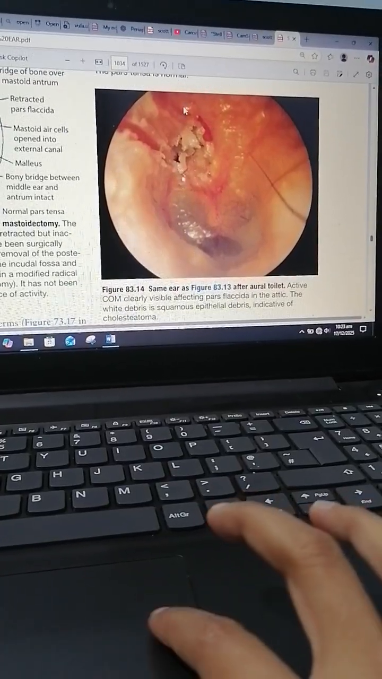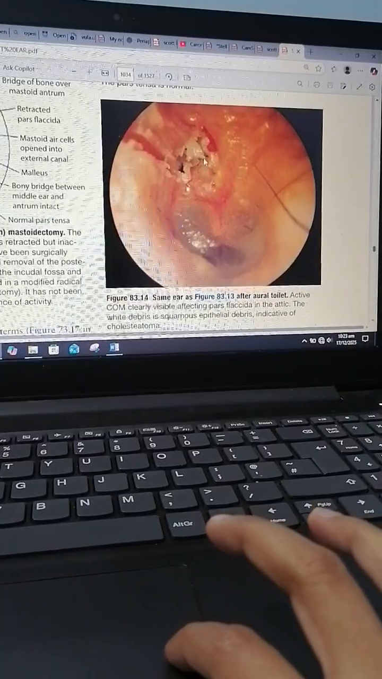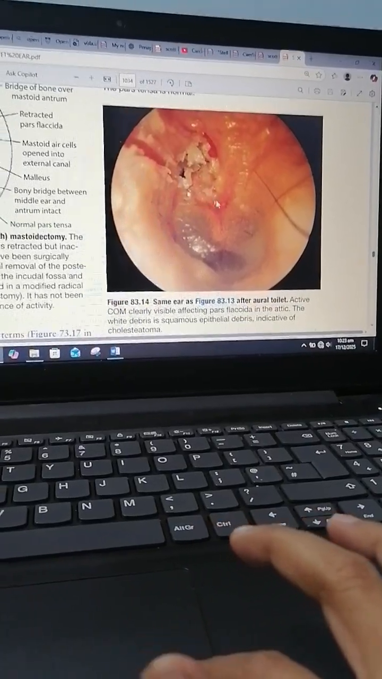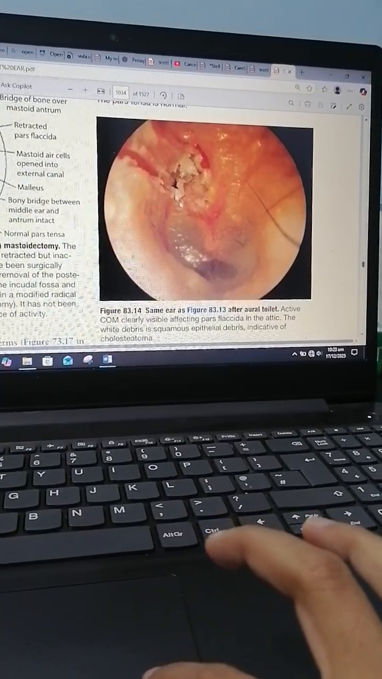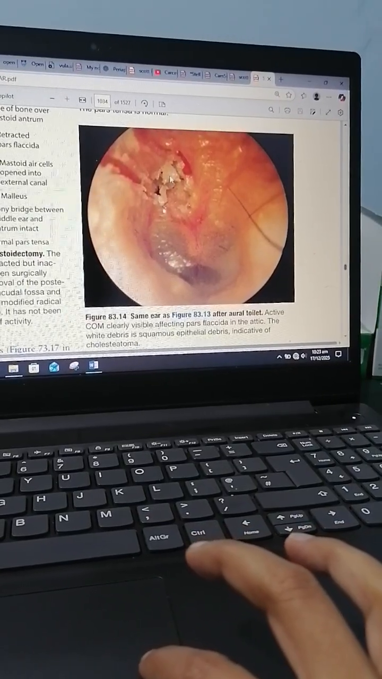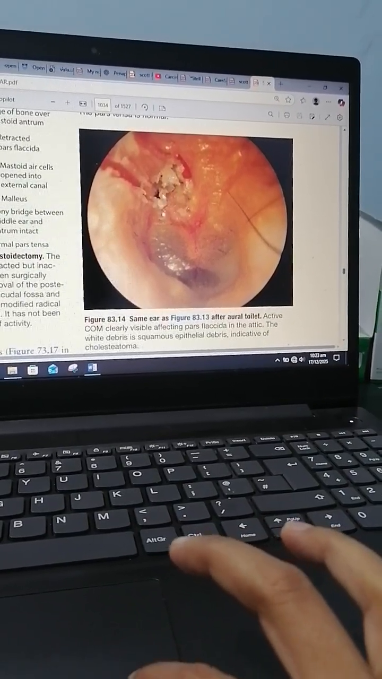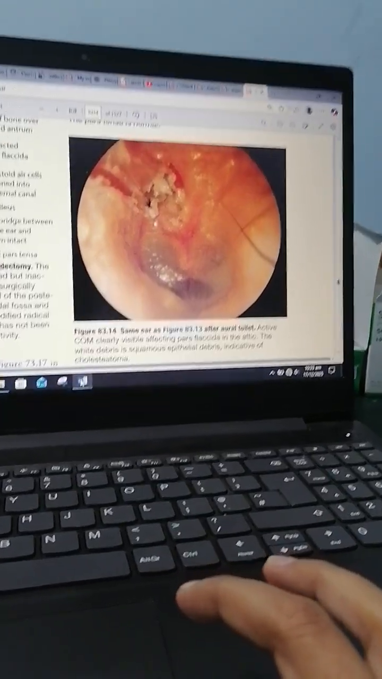So in this picture, active squamosal CSOM is visible. There is cholesteatoma. As you can see, there is whitish material collected in the attic region. It is squamous. These are squamous epithelial cells. So it is indicative of cholesteatoma.